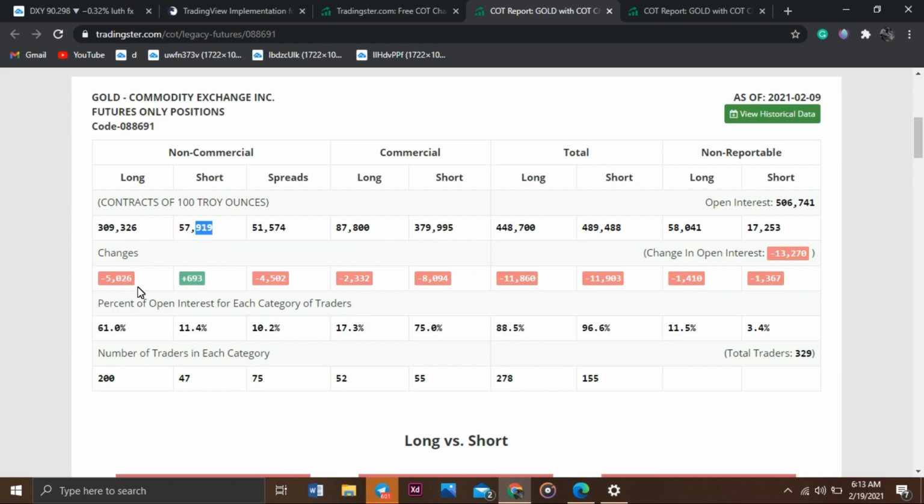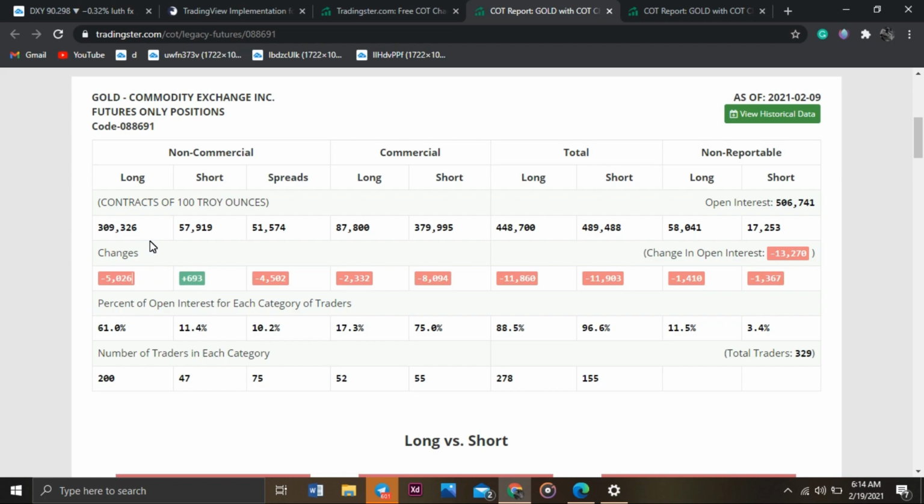And the report that came last week showed that the big banks were closing a lot of longs and beginning to add a lot of shorts. Okay, so you can see we had minus 5,026 longs being closed, and they added 693 shorts. So you can see that we already had a lot more longs than shorts.